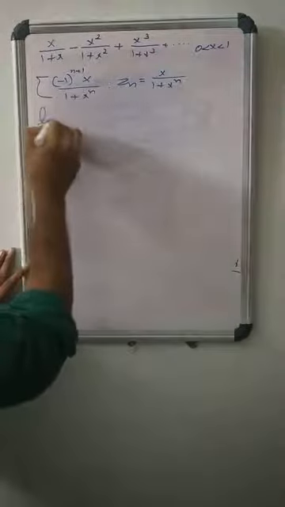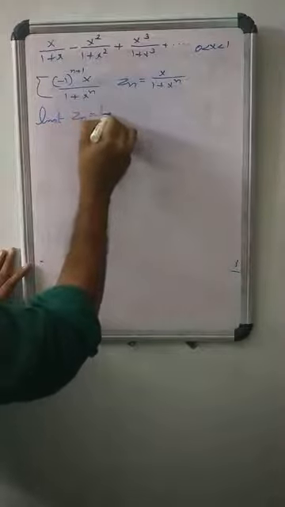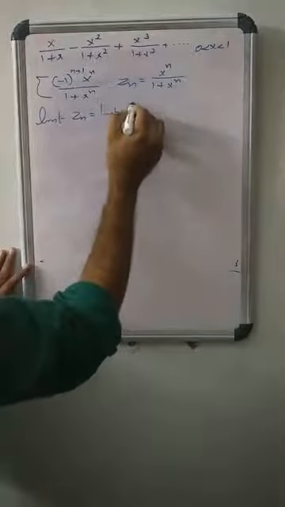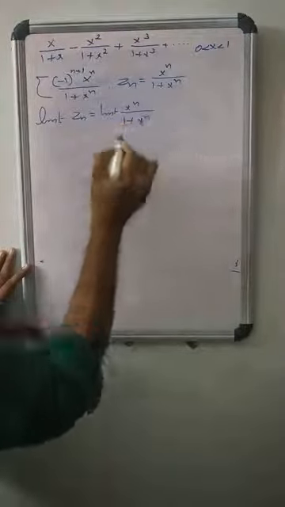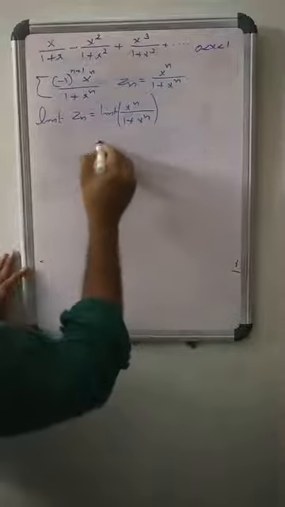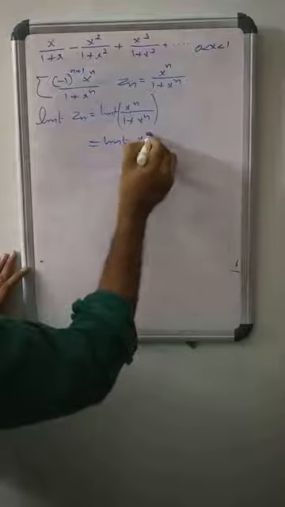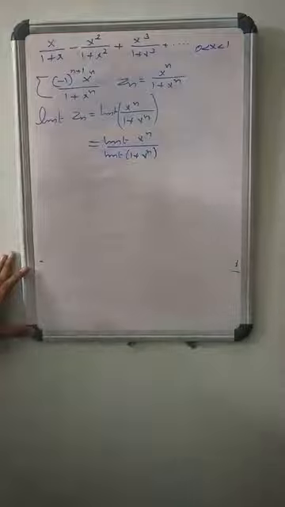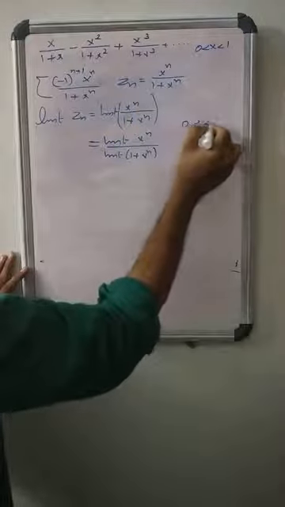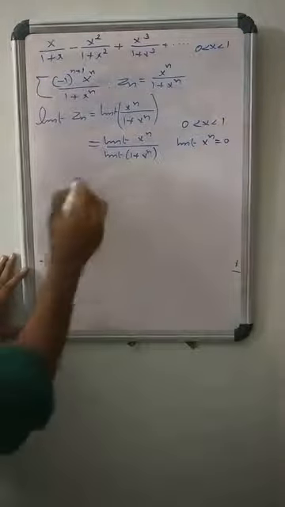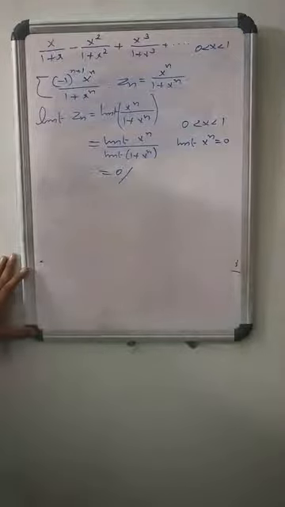What is limit Zn? Zn equals x^n/(1+x^n). So limit Zn is limit x^n divided by limit (1+x^n). Since x lies in between 0 and 1, what is limit x^n? Limit x^n should be 0. Therefore, limit Zn equals 0.